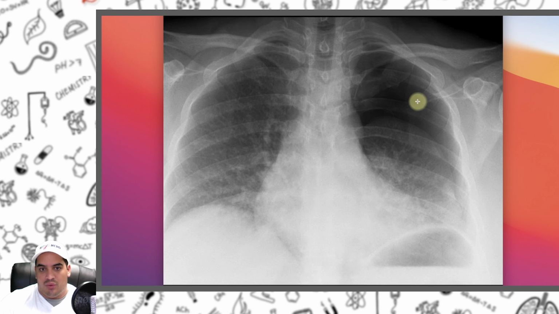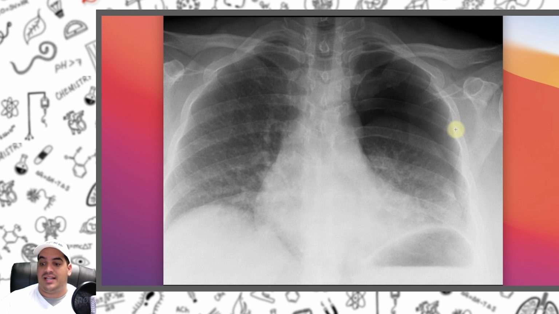So you can see a really dark appearance here, because this is all air and absent lung markings. You see how the lung markings here usually would extend all the way out to the periphery. They're not there, and I see a big left pneumothorax. All right, so that's what we would see there.